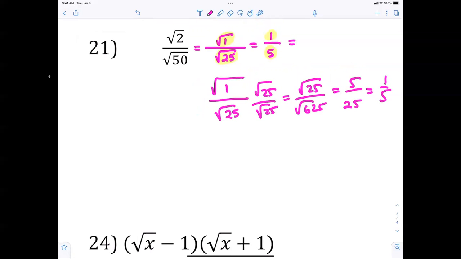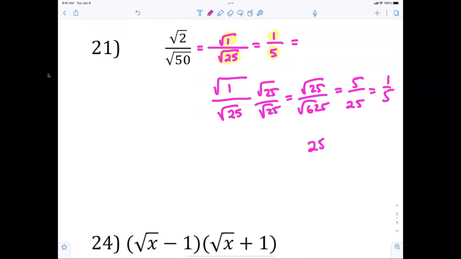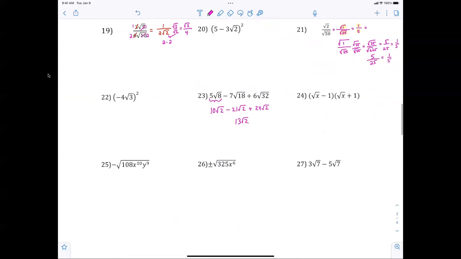Nothing. When you multiply square roots, it equals a number. So if you don't want to put square root of 625, just put 25. And then the square root of 25 is what? 5. 5 over 25, 1 over 5. You're welcome.